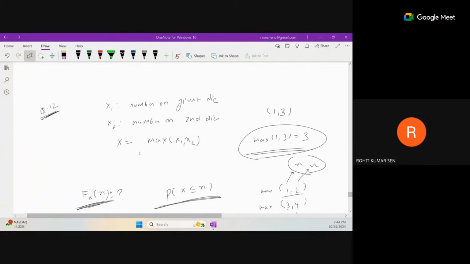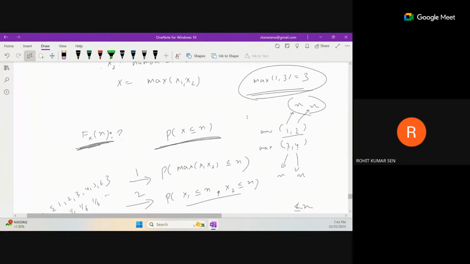There were 3 random variables, x1, x2, and x. My x1 is the number on the first die. My x2 was the number on the second die. And my x is basically a function of x1 and x2, which is the max of x1 and x2. So if you roll two dice, first let's say 3, and the second you got 6, then max is going to be 6. So that is my function. Now they were asking for the CDF of x.